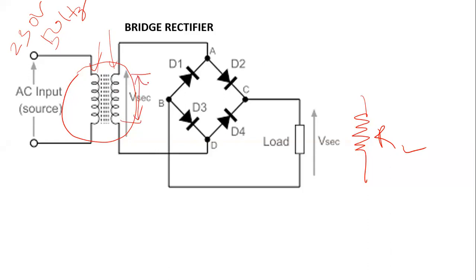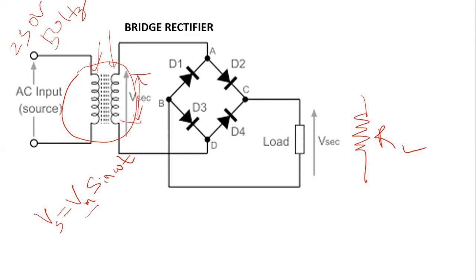So let's say the signal voltage is Vs and the peak voltage is Vm, and we can represent it using sine omega t. The alternating current signal we can represent using this trigonometric function, and Vm is the peak voltage here. Depending on the step down ratio of the transformer, the Vm could be around 4 volt, 5 volt, 10 volt, 12 volt, 15 volt, whatever we desire. Then we connect the diodes like this.